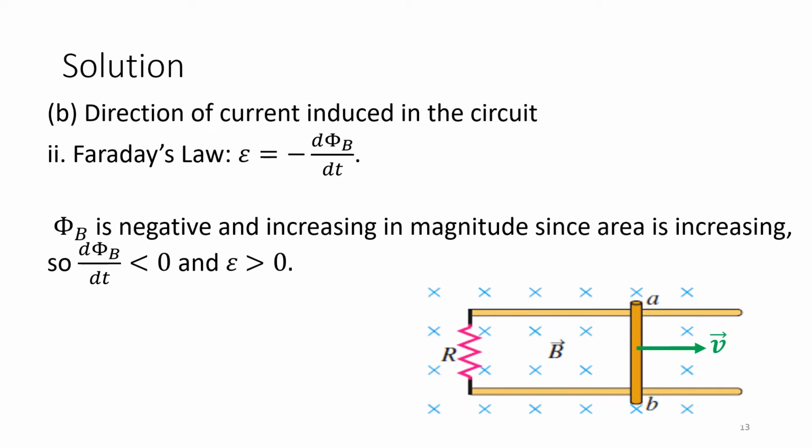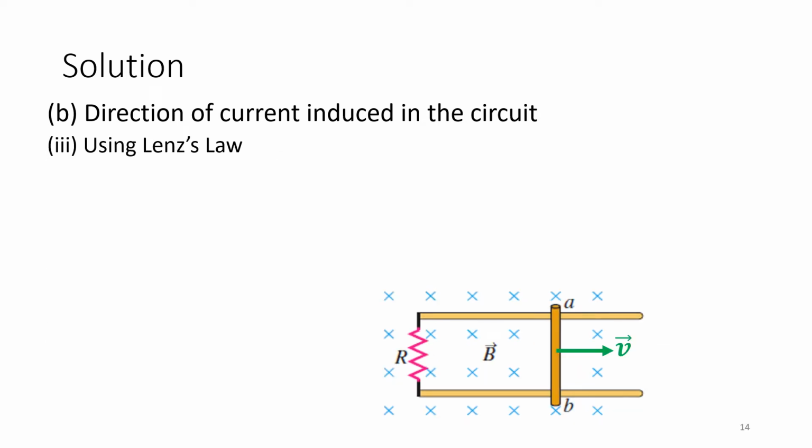This sets the change of flux with respect to time to be negative, and from there, we can indicate that the EMF should be positive. We have a counterclockwise current in agreement with our first answer. Lenz's law tells the same story with how our current is supposed to go.